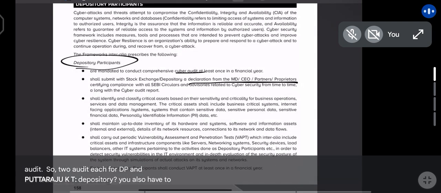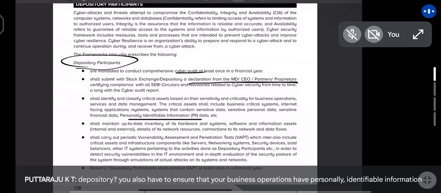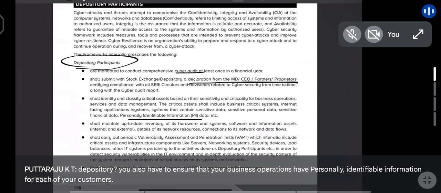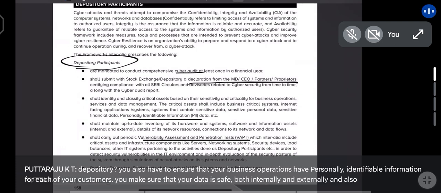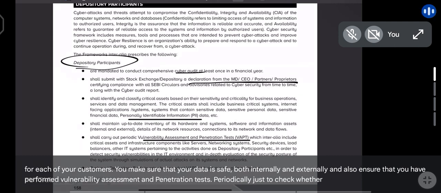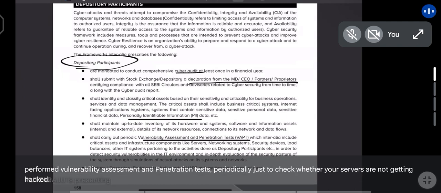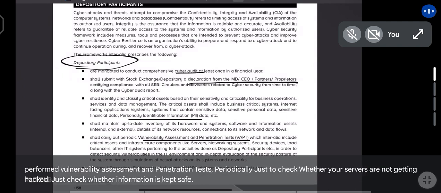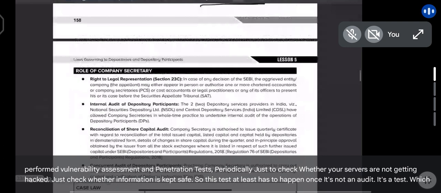You also have to ensure that your business operations have personally identifiable information for each of your customers. You make sure that your data is safe both internally and externally. And you also ensure that you have performed vulnerability assessment and penetration tests periodically, just to check whether your servers are not getting hacked, just to check whether your information is kept safe. So this test at least has to happen once a year. It's not an audit, it's a test, which the DP has to carry out.